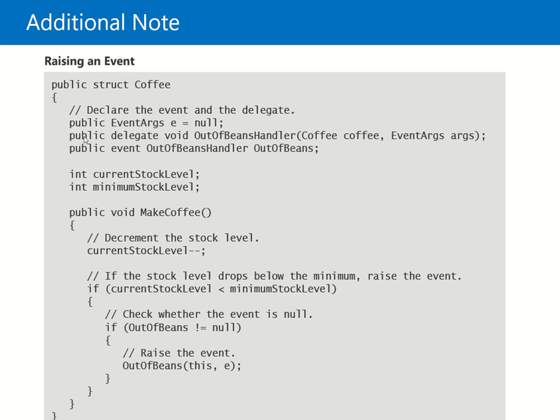So you declare a public delegate. It returns nothing, a sub. The name of the delegate could be any name. Let's say called out of beans handler. And it will handle the event for this particular object. So we just declare coffee, and then the event arguments. So an event always consists of what you handle, and the event arguments if there are any.